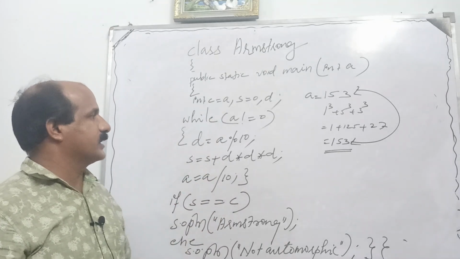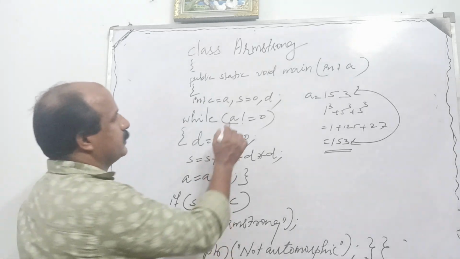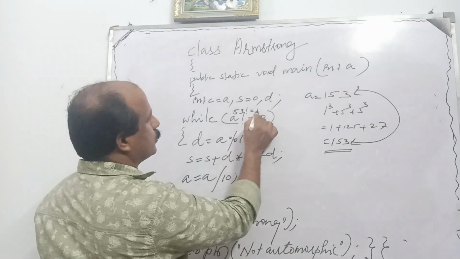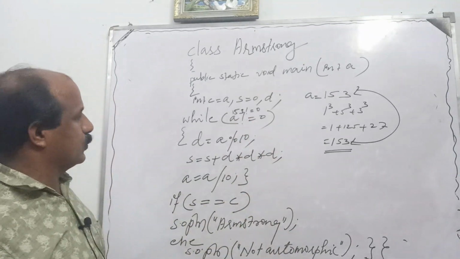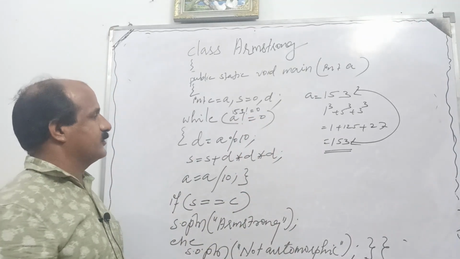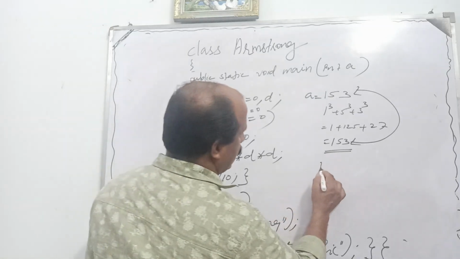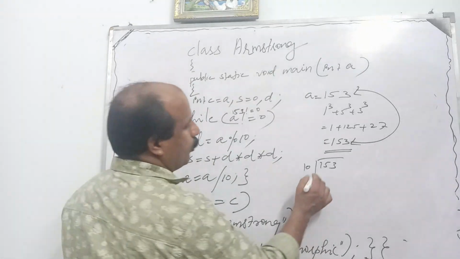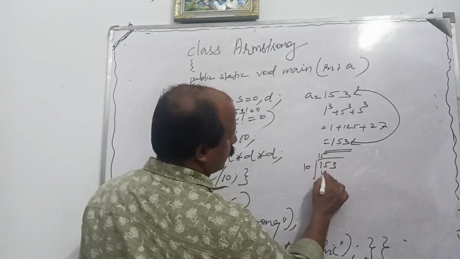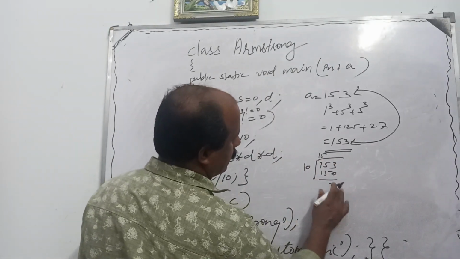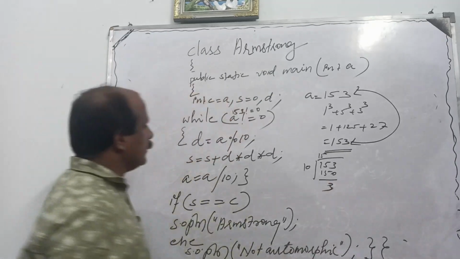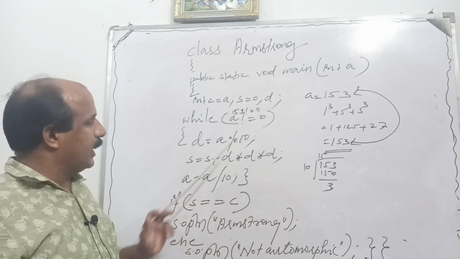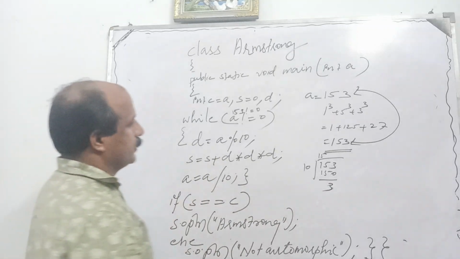Now let us see the procedure. A not equal to 0. So 153 not equal to 0. Yes, the condition is true. D is equal to A modulus 10. A is 153, then you have to divide. How many times? 15 times 150, then 3. See what is the value of D? 3 it is.